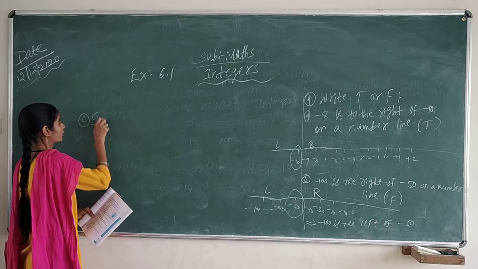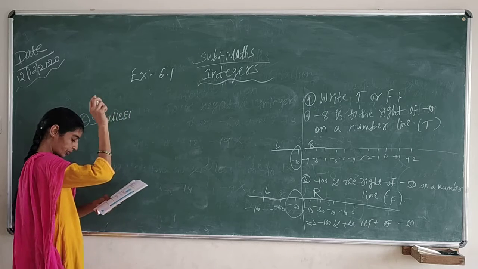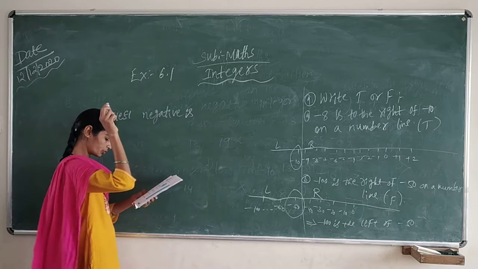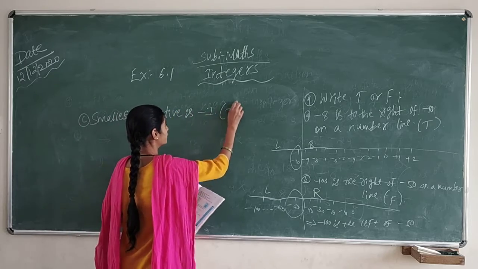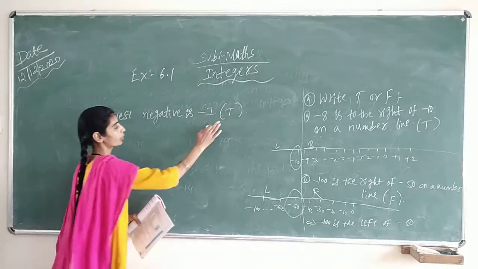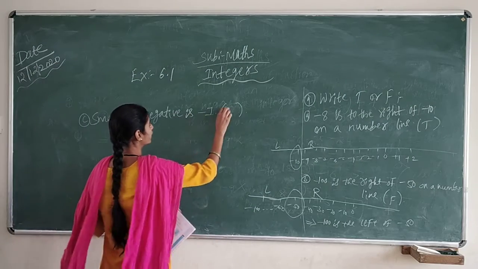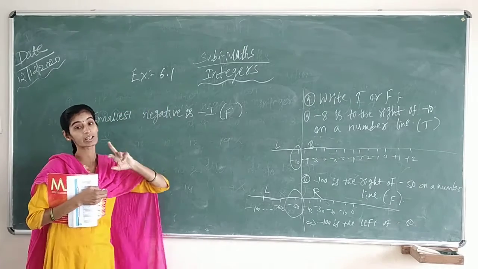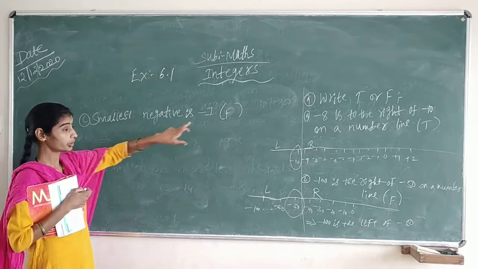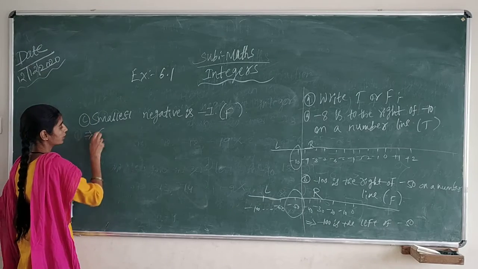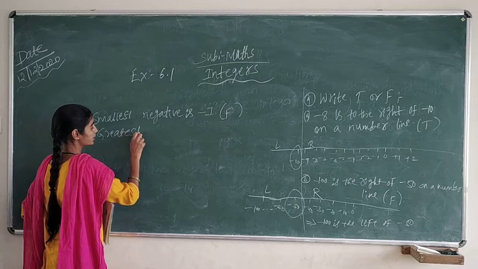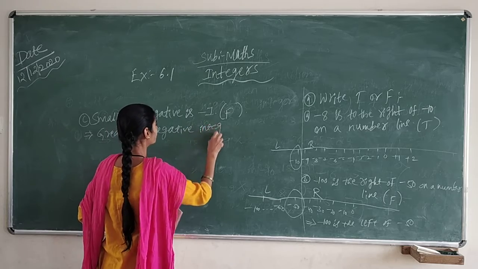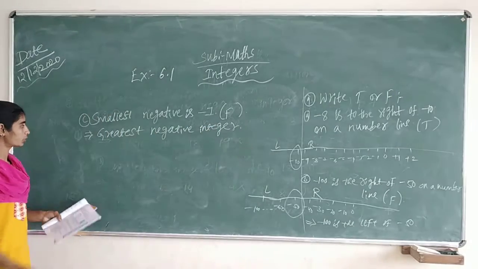C: the smallest negative integer is minus 1. Yes, it is true. Sorry, the smallest negative integer is minus 1. It is false. Because you all know for negatives, minus 1 is the greatest. Okay, it is not true, it will be false because minus 1 is not the smallest, it is the greatest negative integer. Okay, it is the greatest negative integer.